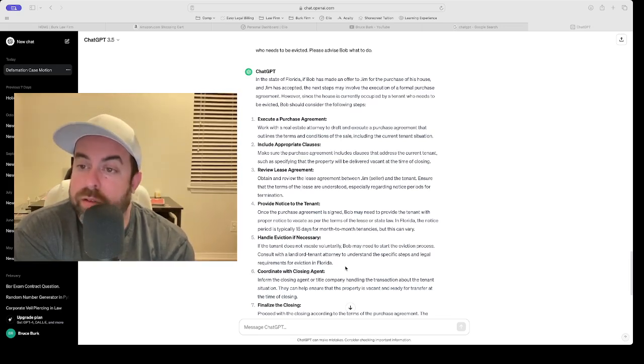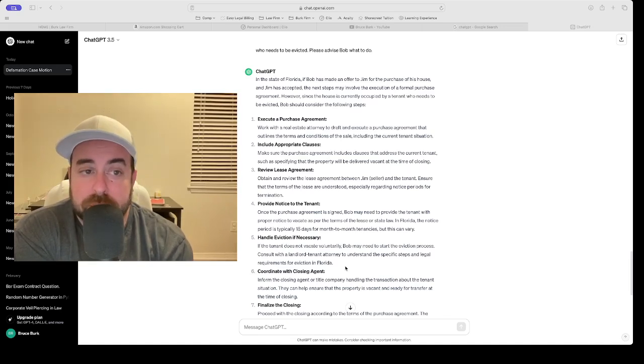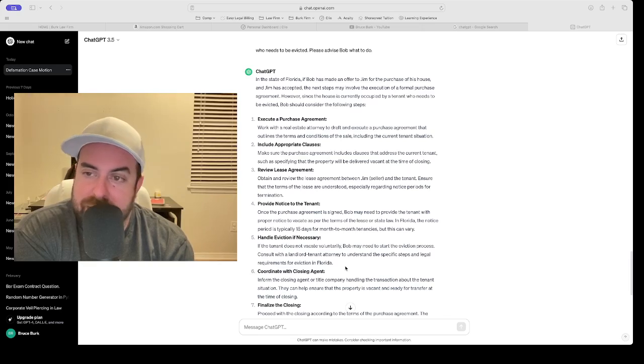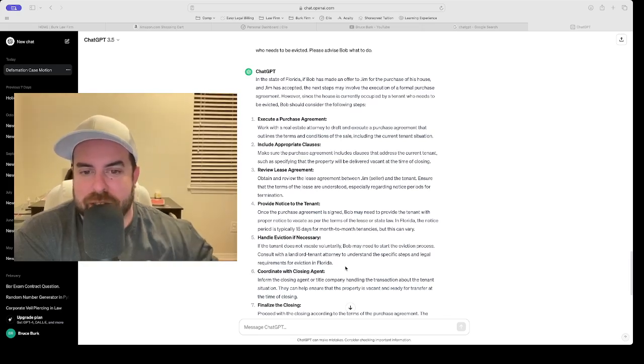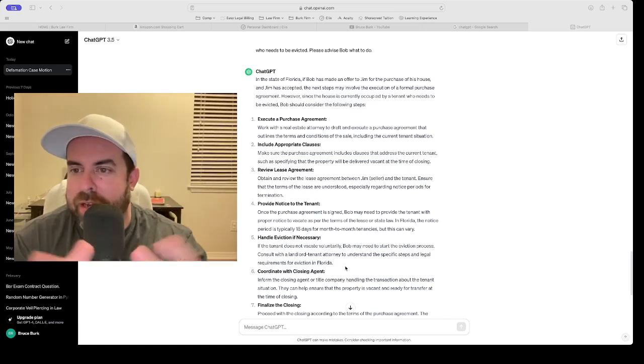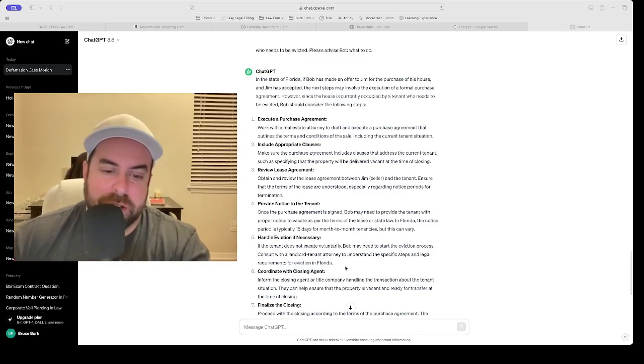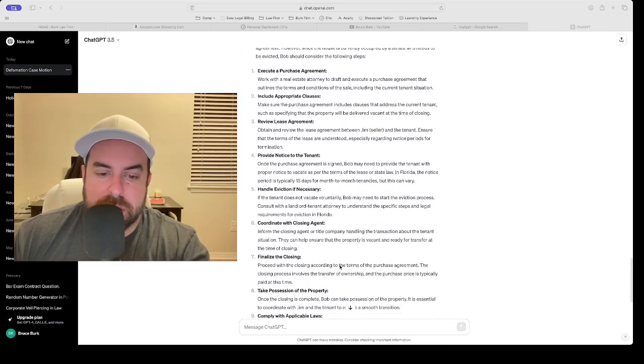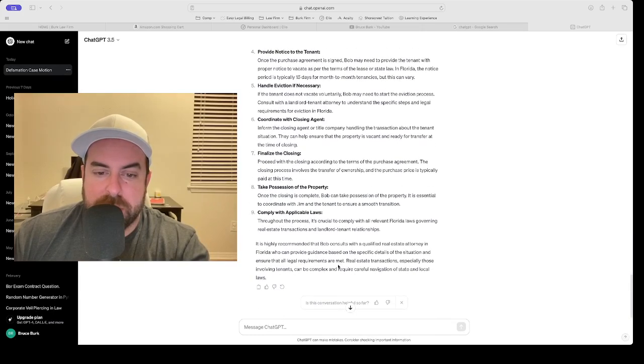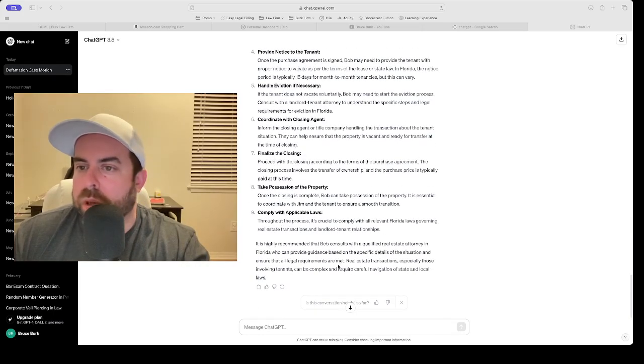Consult a landlord tenant. So again, maybe that's how ChatGPT is saving itself by just saying, "Hey, go get a lawyer." That's fine. Finalize the closing. Take possession of the property. Comply with applicable laws. Okay, but what laws?